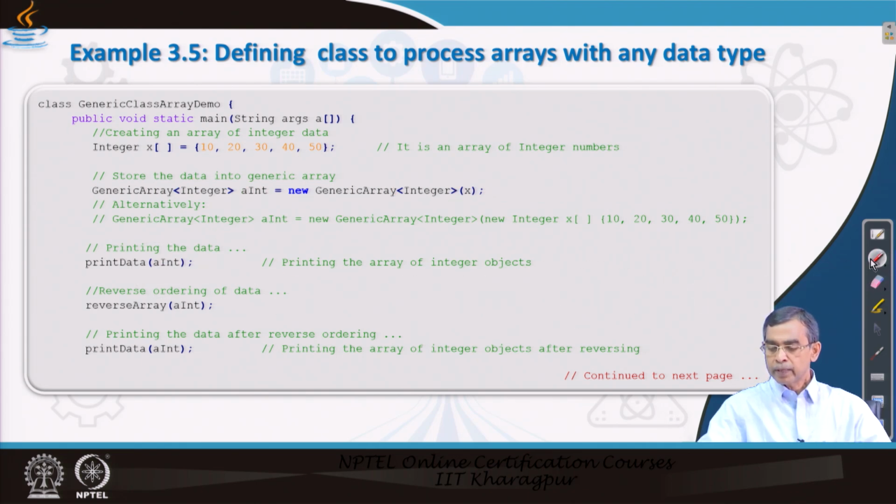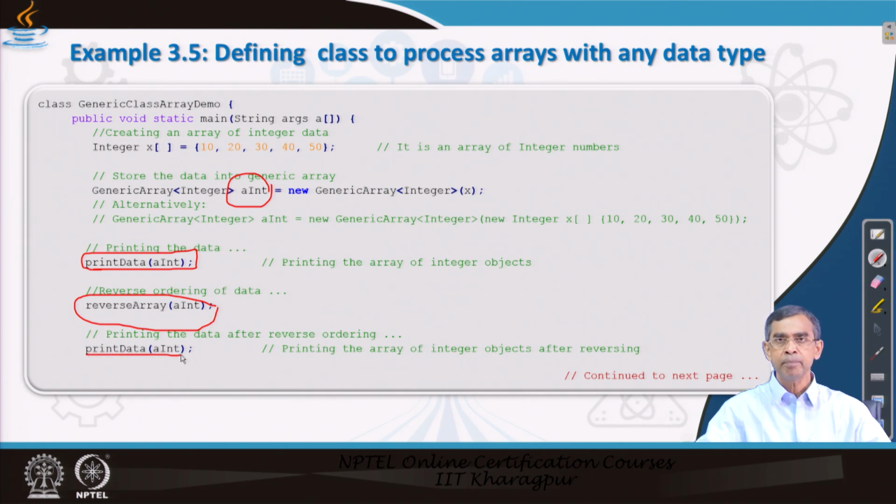Now, next, once this collection aInt, a collection of array of type Integer, is created, we can pass this and then the printData method can be called and it prints all the elements in it. Reverse array is another method, we can pass this collection, that means array of elements, and it can reverse the ordering, and finally if you print the same, it will print the data in the reverse order. So, this works fine.